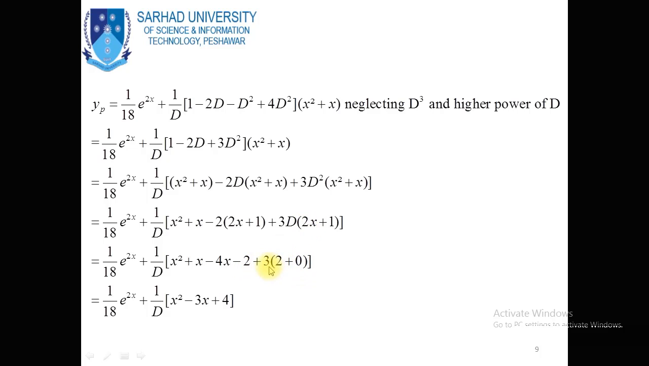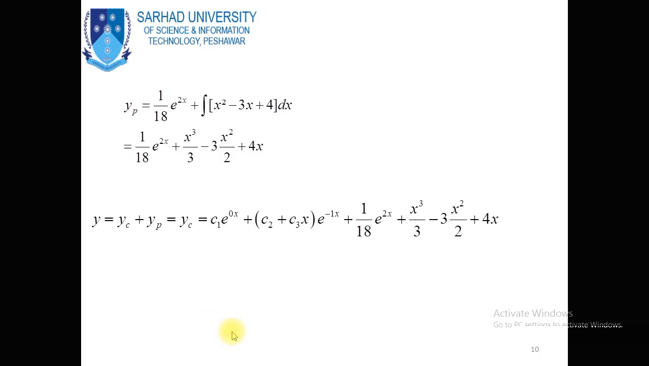So 2 times 3 is 6, and now 2 times the first derivative gives minus 4x and minus 2x. So x square, x and minus 4x minus 2, and plus 6 minus 2 is plus 4. And now 1 over d means integration. The integration of x square will be x cubed by 3. The integration of x is x square by 2, and the integration of 1 is x. So this is the complete particular solution.